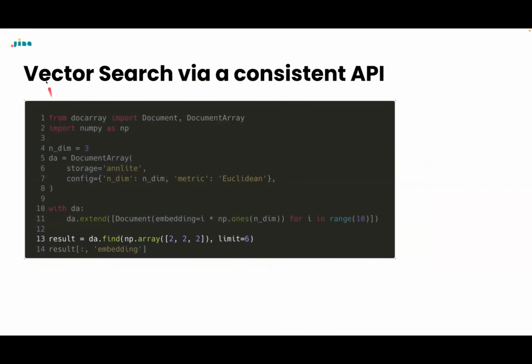Here is a demonstration of how you do vector search on the DocArray object you just built. You just put the embedding here and set the limit to 6, which gives you the top 6 nearest neighbors, and here you get the result. That's it. You can easily switch the backend, and the user experience will be the same.